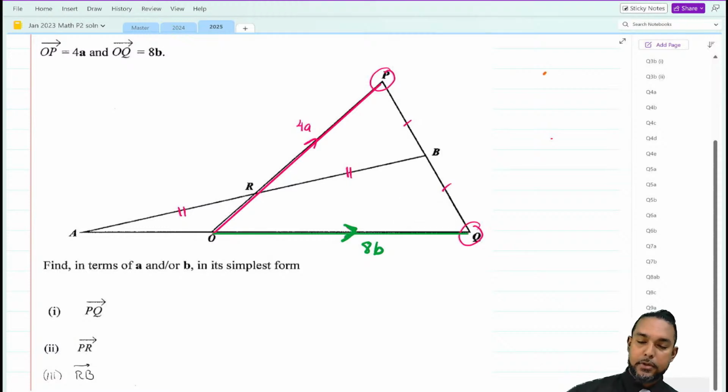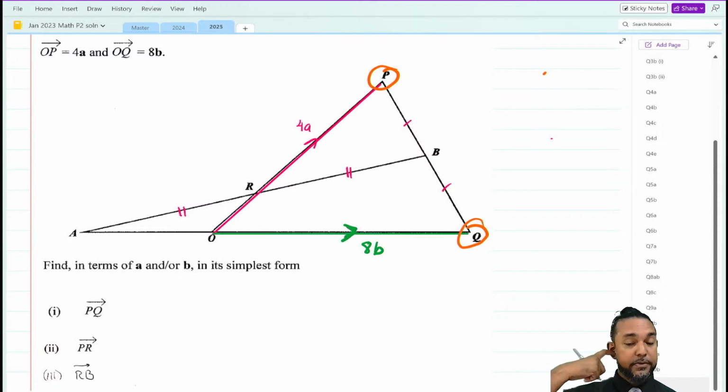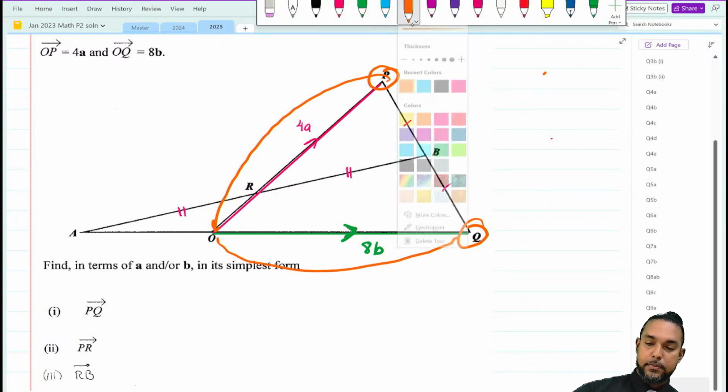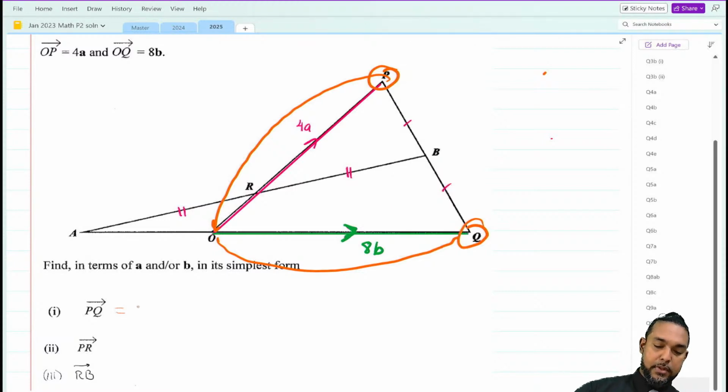So how do we get from P to Q by following only along the lines for which we have vectors? We have to go from P to what other point first? We have to go from P to O, and then we can go from O to Q. So PQ is equal to PO plus OQ.